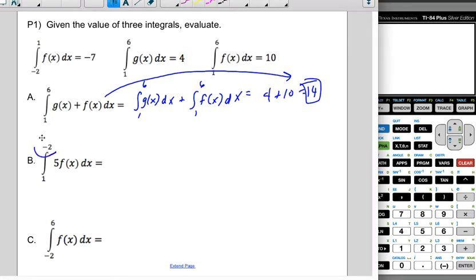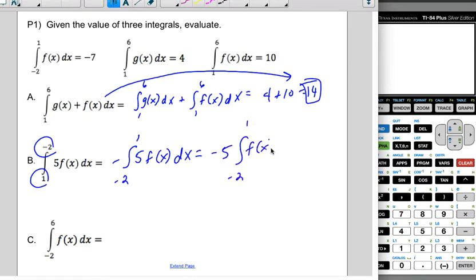Now this one's tricky because I reversed the bounds, right? So I'm going to go ahead and flip them back, right? So I'm going to recognize that this is actually a -2 to a 1 of a negative times 5f of x. So I get -5, the integral from -2 to 1 of f of x dx, right? And once I do that, that's this one, right, times a -5, so I think I get a 35.